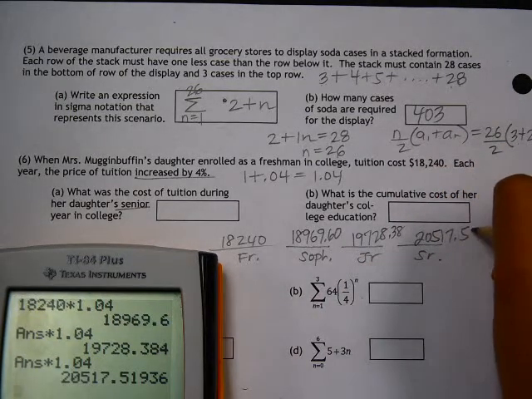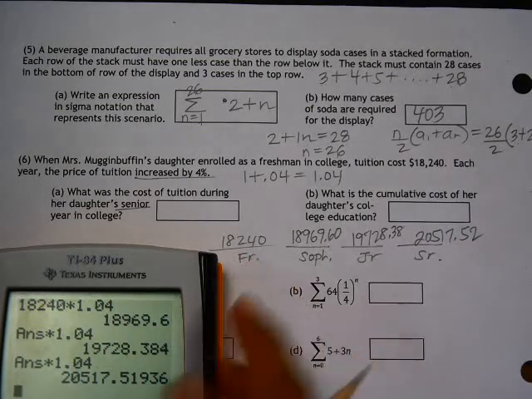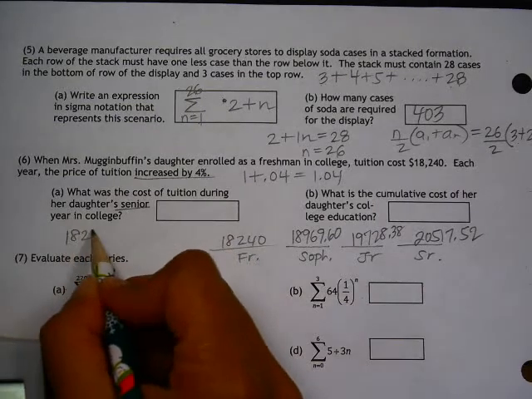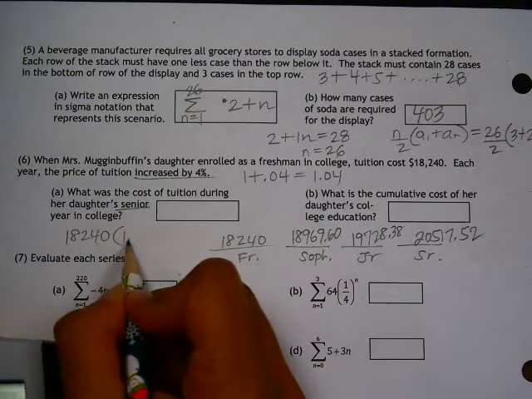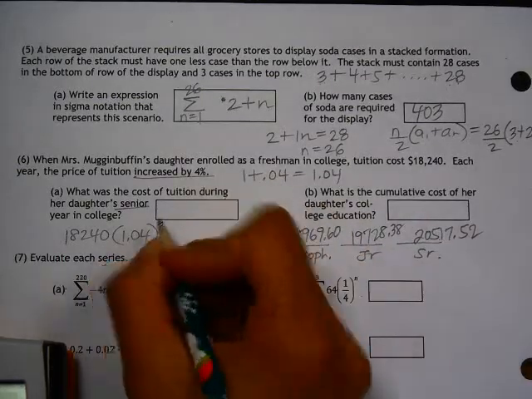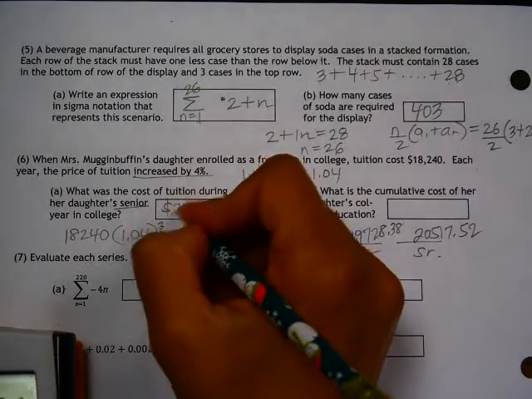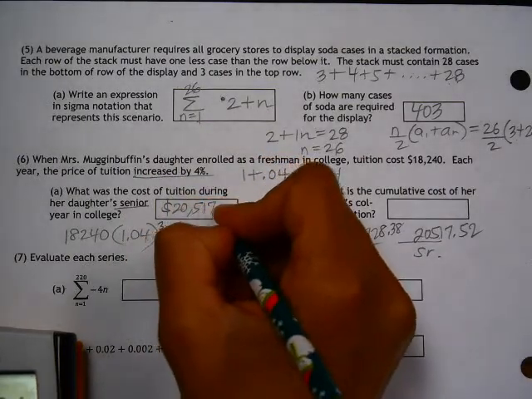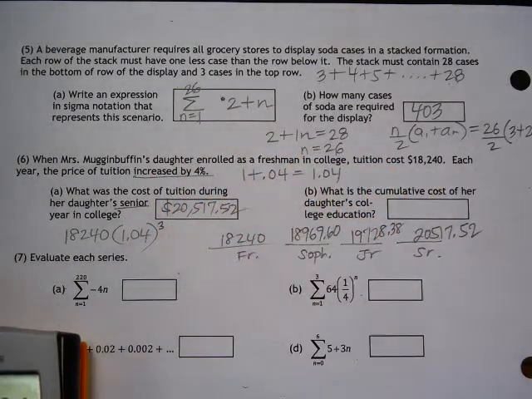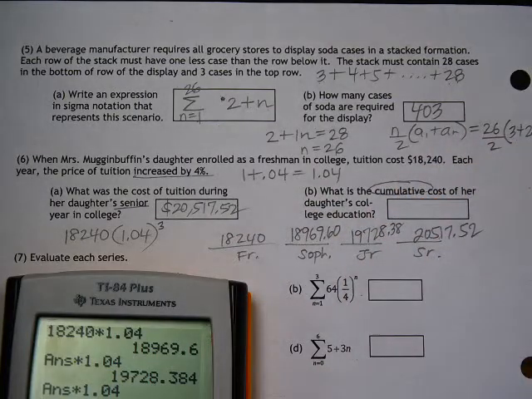You could also write a geometric equation, and then the exponent, if you did do it that way, your initial value is for freshman year. You multiplied by 1.04 only 1, 2, 3 times, and that would give you the same answer right here. So senior year, she has to pay $20,517.52. What is the cumulative cost of her daughter's college education?